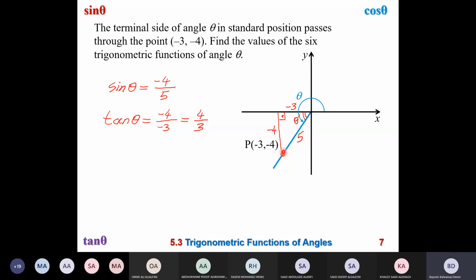So I put it here, sine and tangent values. Please, you write cosine, cotangent, secant as a practice, Shabab. Okay. Now, are you guys sure you understood this idea, Shabab? Just a point on the terminal side.